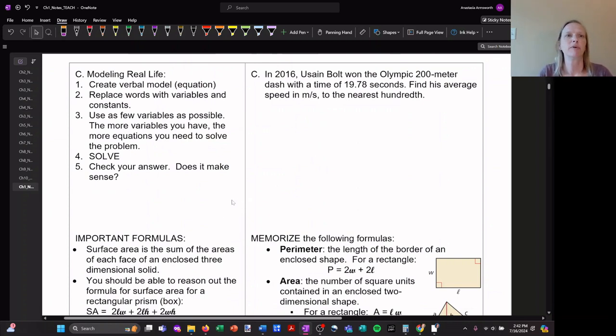Let's do an example of a real life problem. In 2016, Usain Bolt won the Olympic 200-meter dash with a time of 19.78 seconds. Find his average speed in meters per second to the nearest hundredth. Okay, so I want a speed in meters per second.